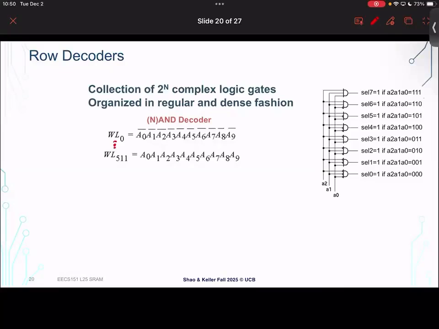Anytime the address is a 0, you take the complemented input and AND it. Anytime the address is a 1, you take the input itself and AND it. So selecting the last row, the 511th row, would be if all the bits are 1, ANDed together. So you would build this thing just out of 512 big old 9 input AND gates.